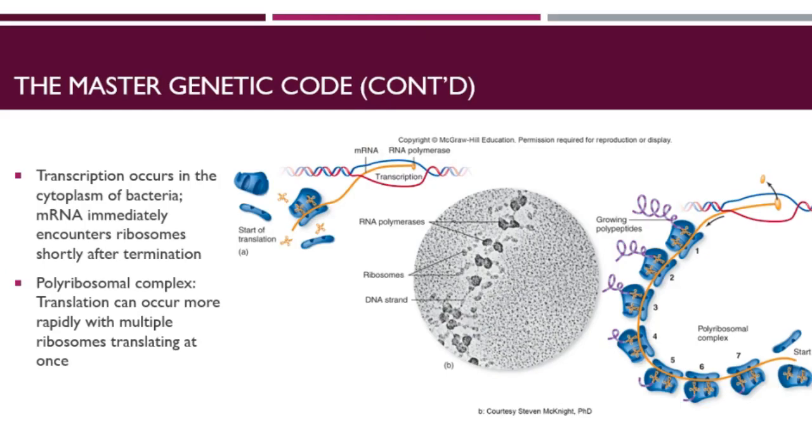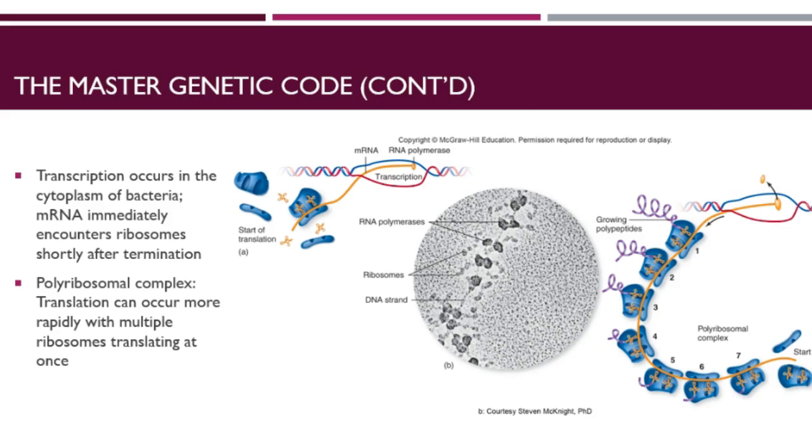So transcription in bacteria occurs in the cytoplasm. It can happen immediately in bacteria because there is no nucleus. So in eukaryotic cells, transcription happens in the nucleus. And then the messenger RNA travels through those nuclear pores to get into the cytoplasm. Well, that's not how it works in bacteria because we don't have a nucleus.